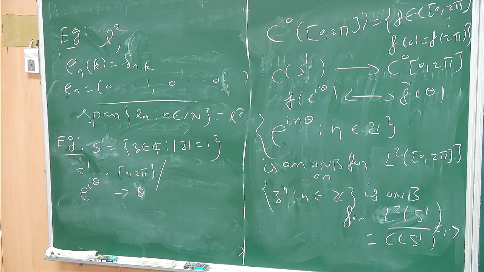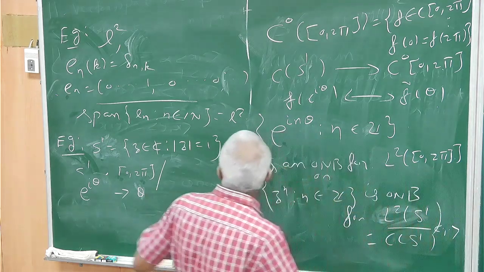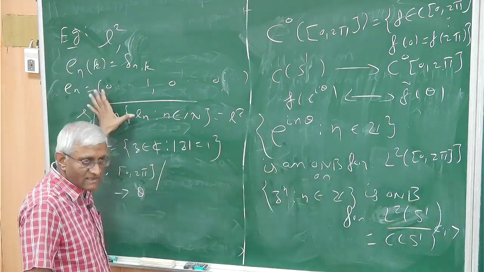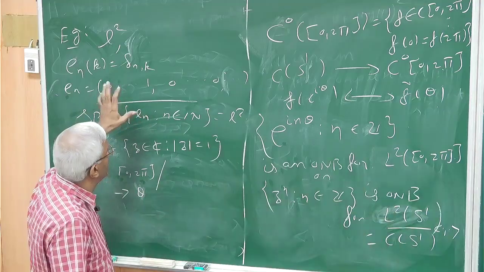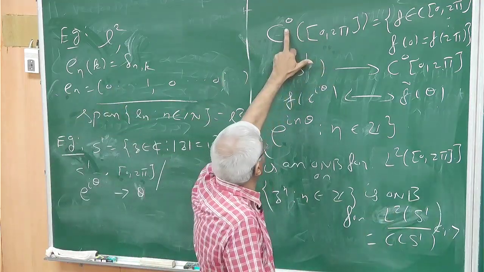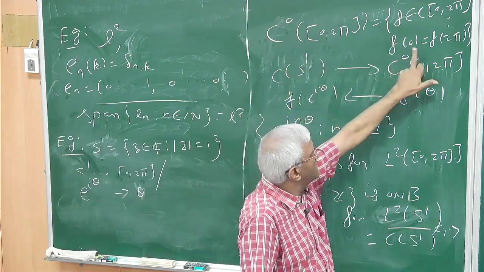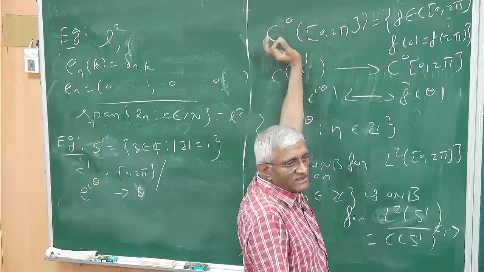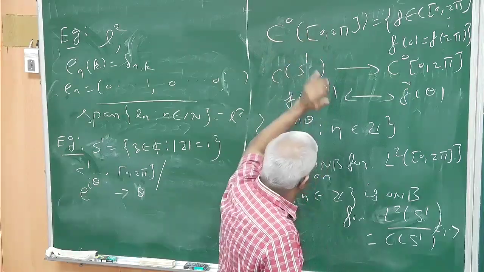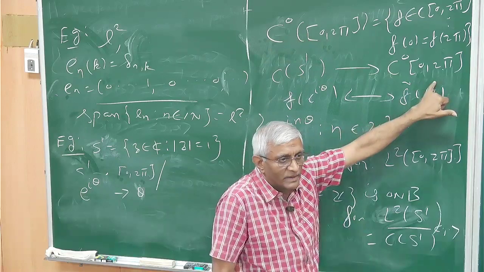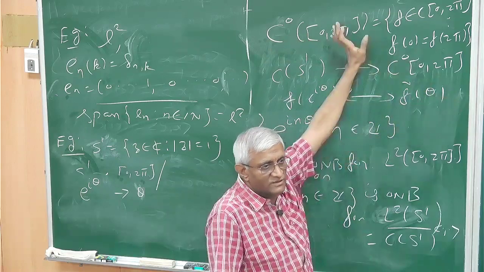No, this is just the L2. This is an orthonormal basis. That's clear. Here you have C0 of [0, 2 pi]. I put a 0 because f coincides at the endpoints, so that you can identify this function with any function on the circle. So we are basically working with functions on the circle. Sometimes we may have to work with [0, 2 pi], so we are just identifying these two spaces.